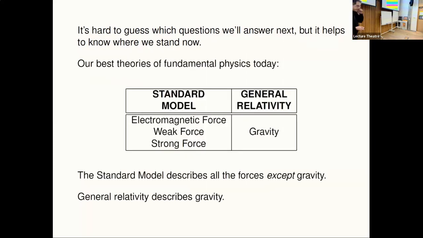So these are our best theories of fundamental physics today. Strangely, we don't really have one, we've got two. One is called the Standard Model, and it covers all three forces except gravity. There's the electromagnetic force. So everything about electricity and magnetism and light is the electromagnetic force. The forces that you notice when you study nuclei of atoms are the weak nuclear force and the strong nuclear force. There are two. And these are all covered by the Standard Model.